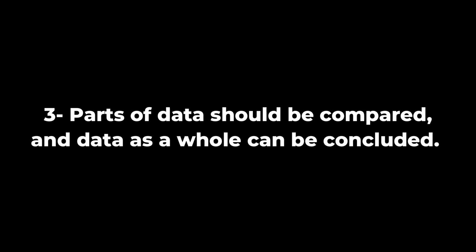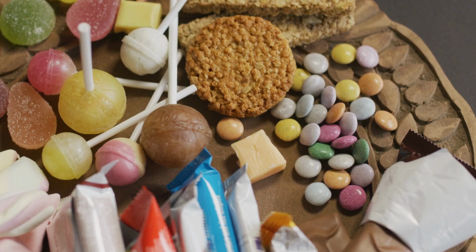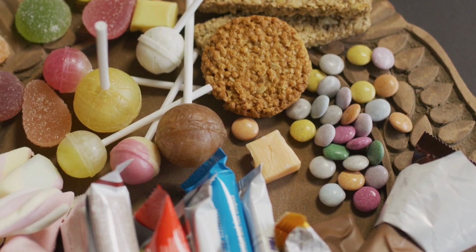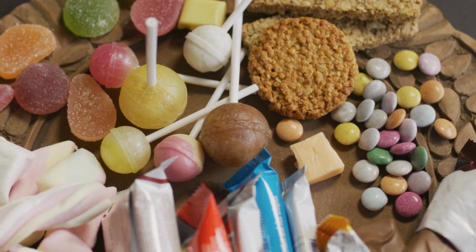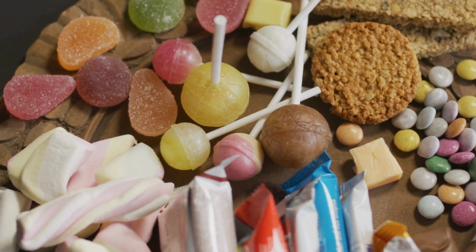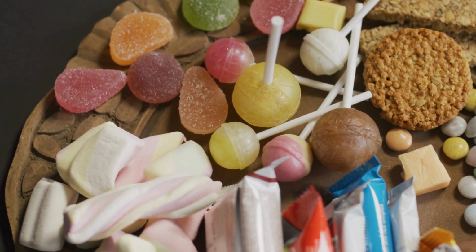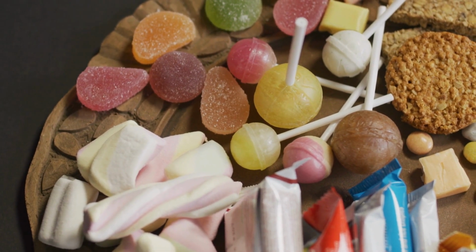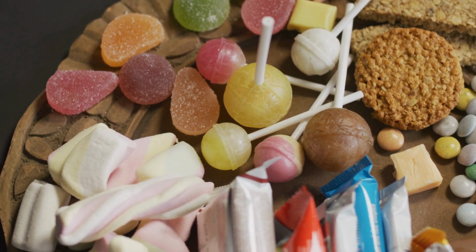Thirdly, parts of the data can be compared, and the data as a whole can also be concluded. Adults typically guide children to understand that data can be compared in parts and concluded as a whole, so a new concept can be learned as questions are answered through the data. For instance, a huge bag of sweets can be counted, but also the different types of sweets within it.